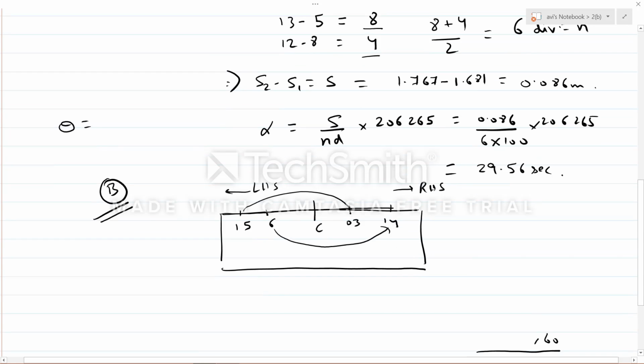The number of divisions moved when it went left was 15 minus 3, which is equal to 12, and over here 14 minus 6 equal to 8. Taking the average, 12 plus 8 upon 2 is equal to 10. So the value of n here is 10 divisions.